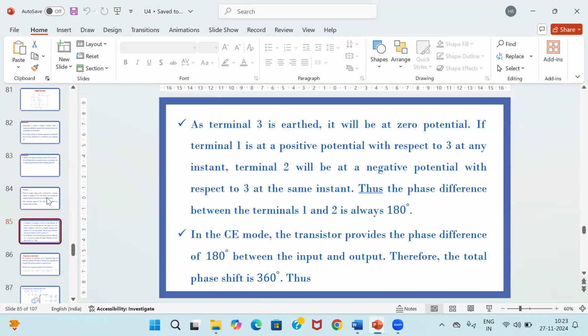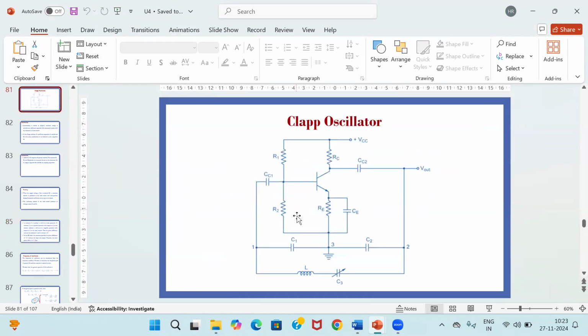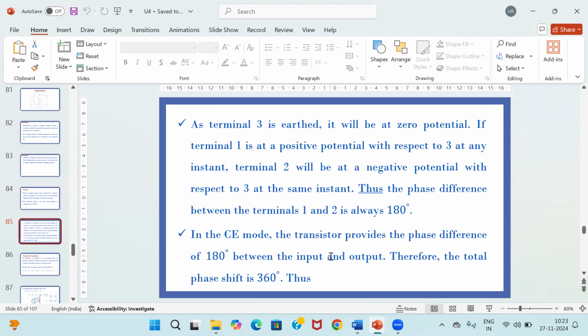So between terminals 1 and 2, there is always a 180-degree phase shift. Between 1 and 3 in the circuit, you have a 180-degree phase shift, and the second shift is between 2 and 3, so totally the phase shift you have achieved is 360 degrees. This is the necessary condition for oscillation. You need to have a 360-degree phase shift, and in the Clapp oscillator it happens between 1 and 2, and 2 and 3, since 3 is grounded.